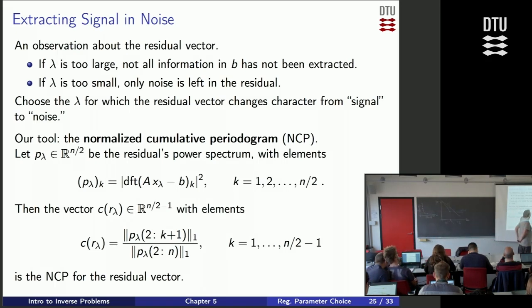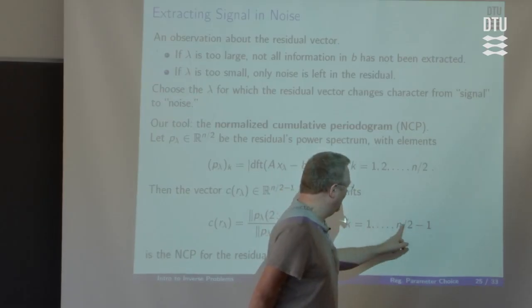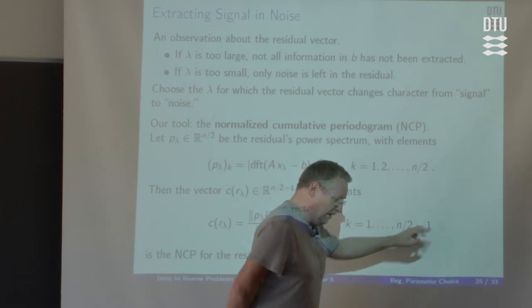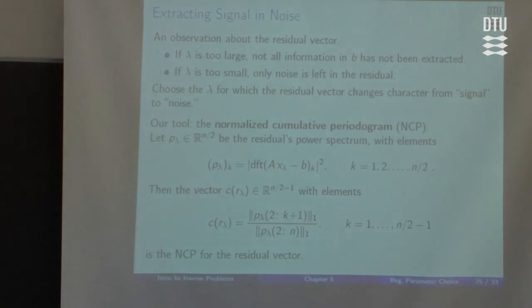We got that now, but it's normalized. So we divide by the 1 norm of the power spectrum, the sum of all the elements there, except for the DC component. So that's the Ncp. It's a vector with n-half minus 1 elements, minus 1 because we threw away the DC component. So that's a vector now. What does it look like?